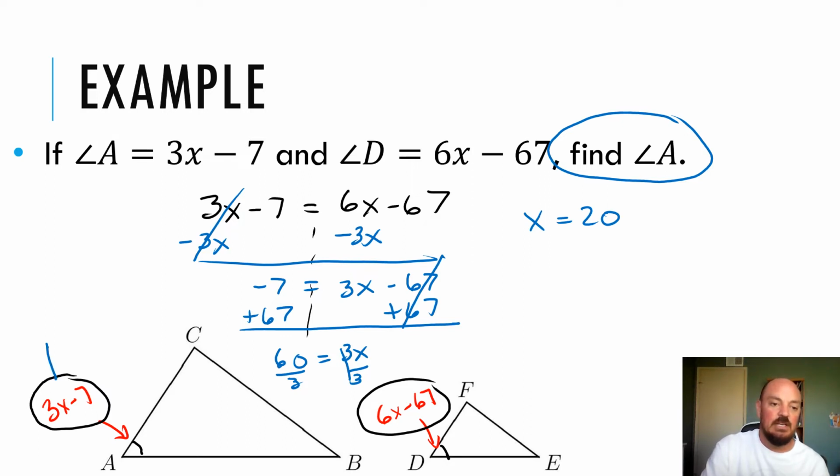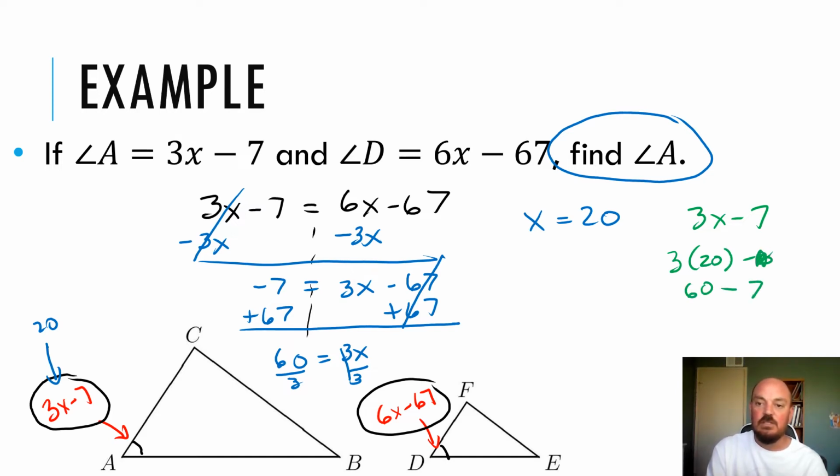So what I want to do now is take that 20 and plug it in here. So let's do that. Let's take the 3x minus 7 and substitute 20. That would be 3 times 20 minus 7. That would be 60 minus 7. Oops, that's a 7, not a 6. So that would be 53 degrees.